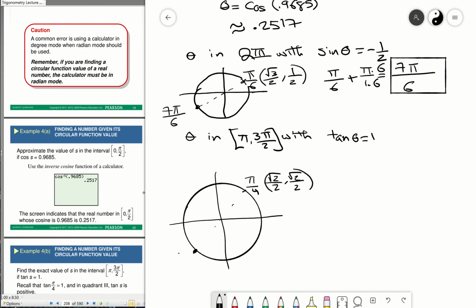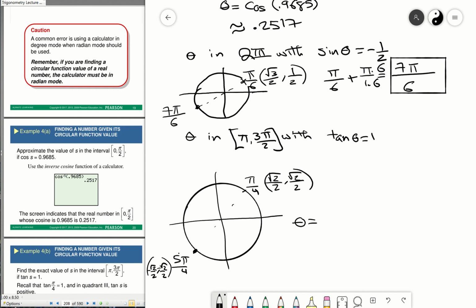pi over 4 plus a pi, or you can just go that's 1 pi over 4, 2 pi over 4, 3 pi over 4, 4 pi over 4, 5 pi over 4. And you know the coordinates are going to be negative square root of 2 over 2 and another negative square root of 2 over 2. So notice when you divide the sine by the cosine, you do indeed get 1.